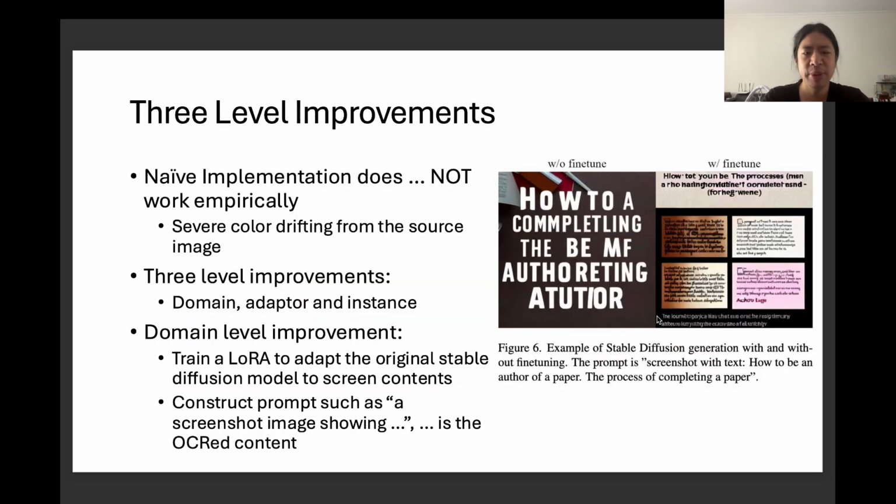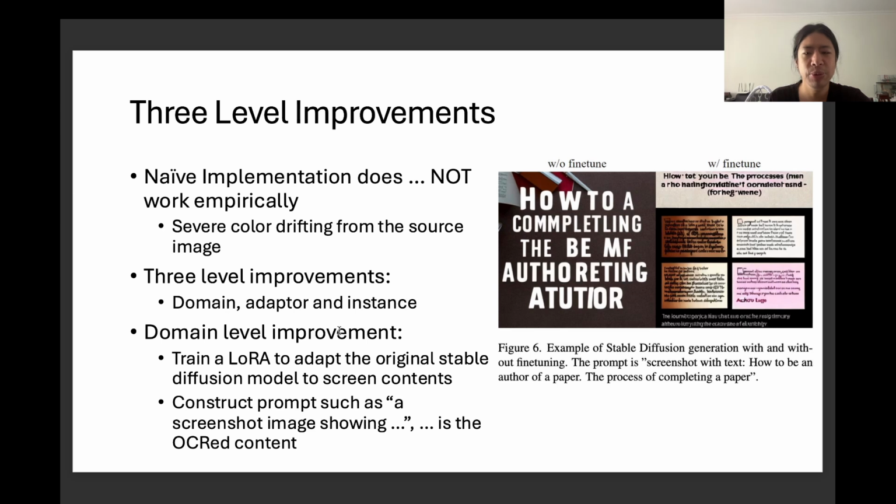So the final result is actually pretty interesting. And the naive implementation does not really work empirically, and we will show later, it will have really severe color drifting from the source images. So we actually propose three levels of improvements. The first one is domain level, the second one is adapter level, and the third one is instance level.